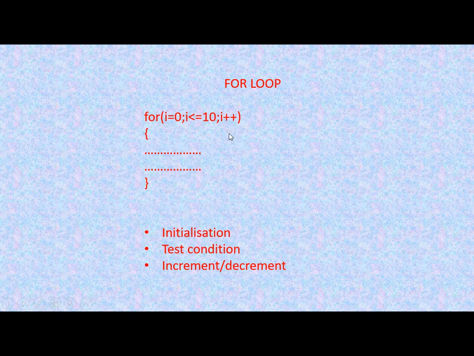This for loop can be a forward increment, and we can also have a backward loop, which we call decrement. We'll see how to apply decrement in for loop in another video, but today we are going to implement this using increment. So now let's see how to implement this for loop using a program.